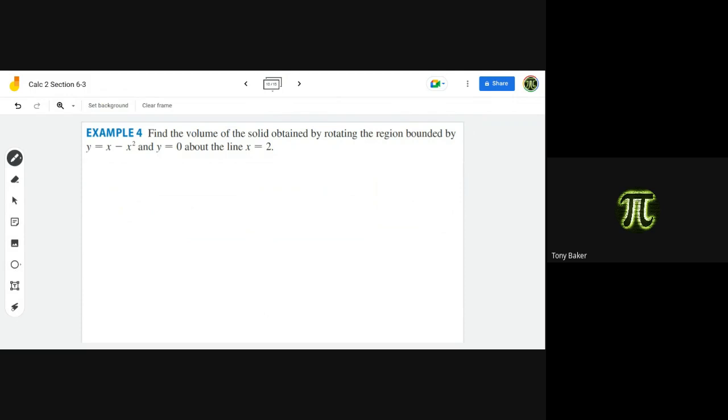All right. So this one, we're looking at the solid rotated around y equals x minus x squared and y equals 0, around the x equals 2 axis. So is it being rotated around the y-axis or the x-axis in essence? Right, because x equals 2 is vertical, so it's going against the y-axis. Okay, so we're going to look at this in terms of just like the y-axis.